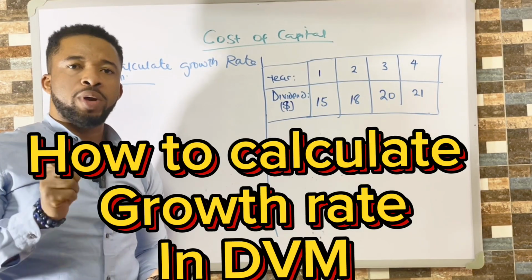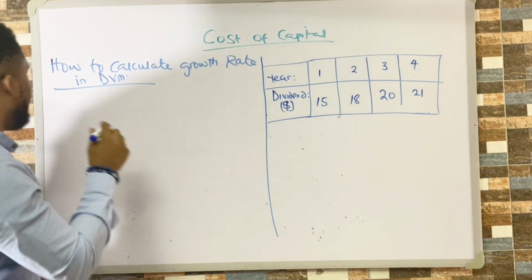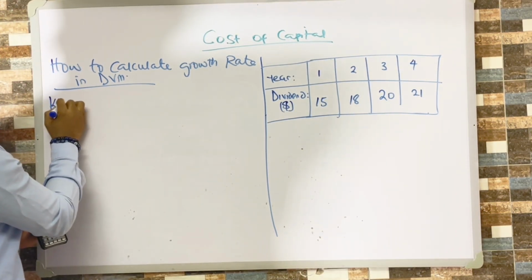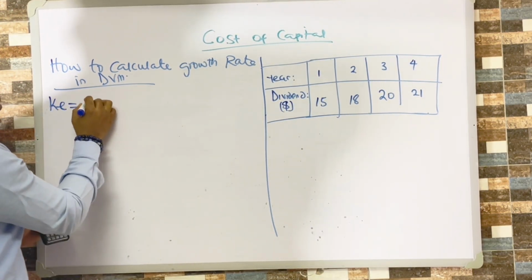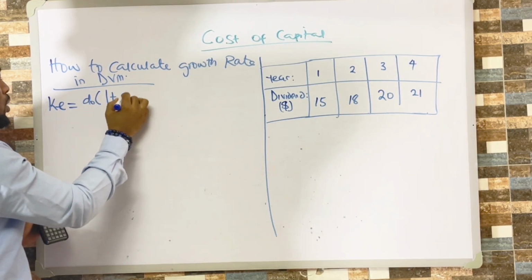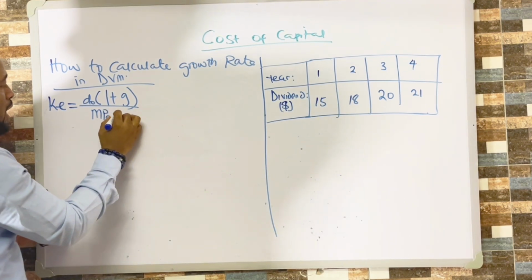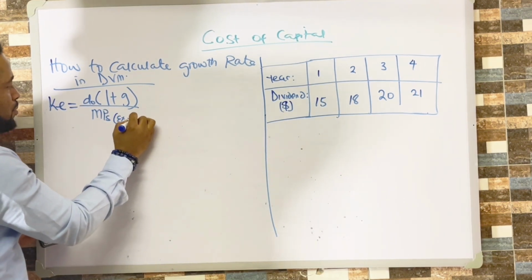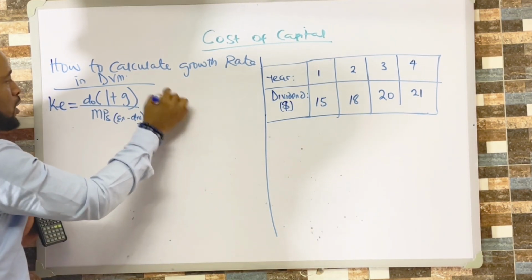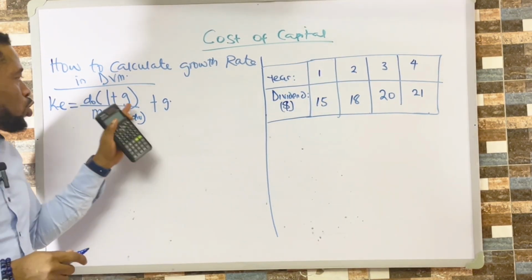In our last video, we were looking at how to calculate the cost of equity. And we said in that video that cost of equity equals dividend in year 0 times 1 plus G, divided by the market price of share ex-div, then plus G. The problem is that in the exam, this growth may not be given to you.